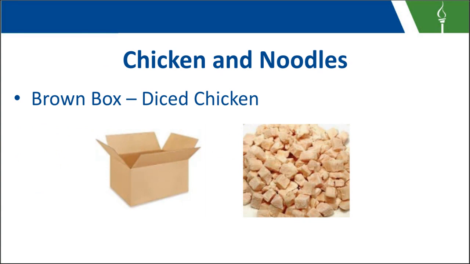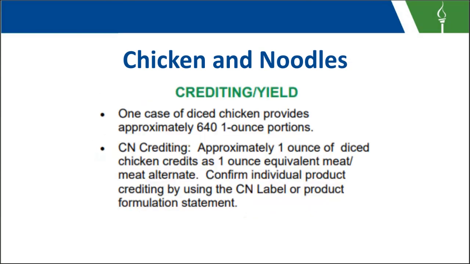So the first example we're going to look at is a recipe for chicken and noodles, and in this recipe we are going to use the USDA brown boxed diced chicken. So here's a snippet of the crediting and yield information for this USDA brown boxed diced chicken. On the second bullet you can see the CN crediting, which is the child nutrition crediting. And it states that approximately 1 ounce of diced chicken credits as 1 ounce equivalent of meat alternate.